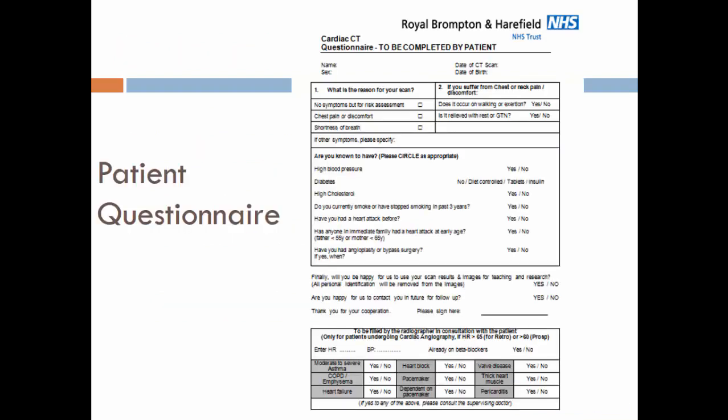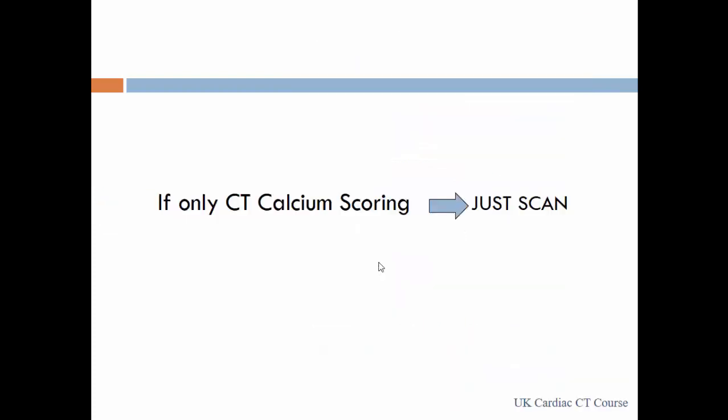After determining that this patient is suitable for the scan, the radiographers would go through this questionnaire, which is probably in your manual. The first part of the questionnaire is about the symptoms they have, and the second part is about their risk factors, which is not determining whether we do the scan or not, but is just to get information about their clinical aspects and risk factors. If the scan is just for calcium scoring, then we don't have to measure the heart rate or the blood pressure or contraindications to beta blockers. Then we can just carry on and do the scan if it's just for calcium score.